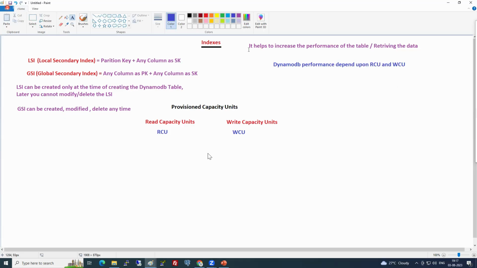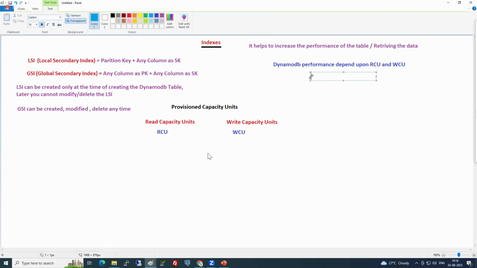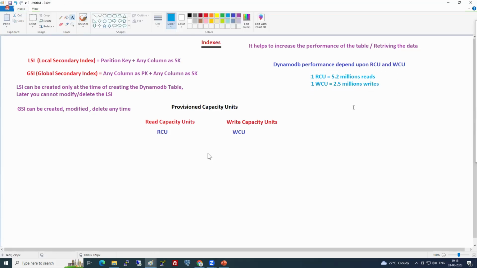If you increase this, I'll give one example of how much AWS is giving. Guys, by default, one RCU is equal to how much? 5.2 million reads it will do. One WCU is equal to 2.5 million writes. One RCU, 5.2 million; one WCU, 2.5 million.